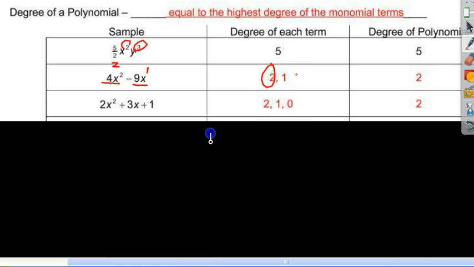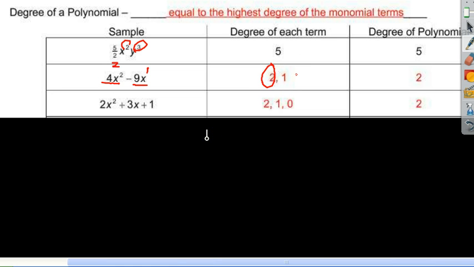If we have three terms in a trinomial, the degree here is 2, the degree here would be 1. Now, here we have a constant. If there's no exponent, that's like x to the 0, so that would have a degree of 0. So there's each individual term, and then the highest one is the degree. Since 2 is the highest number, the degree of the whole thing is 2.